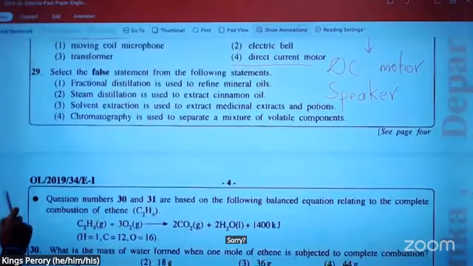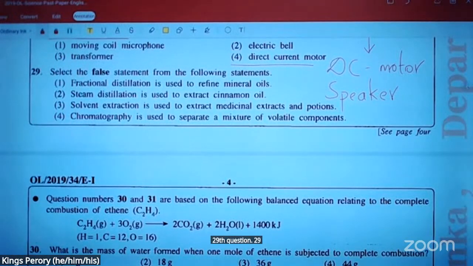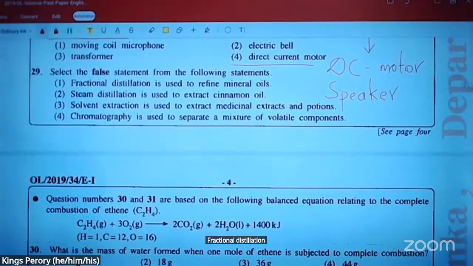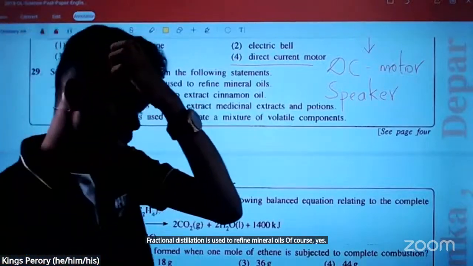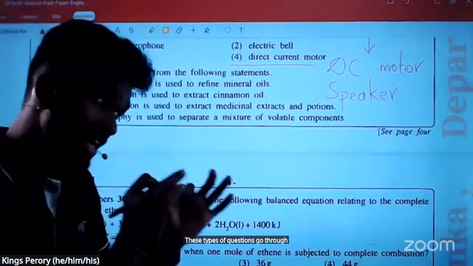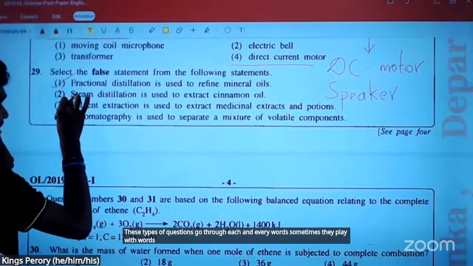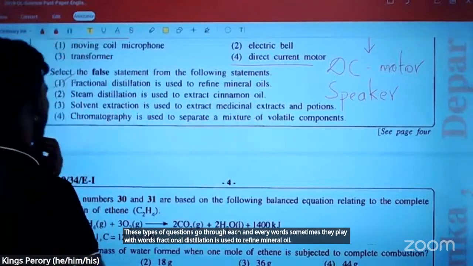29th question. Select the false statement from the following statements. Fractional distillation is used to refine mineral oils. Of course, yes. Now, for these types of questions, go through each and every word. Sometimes they play with words. Fractional distillation is used to refine mineral oil. Yes, that's true.